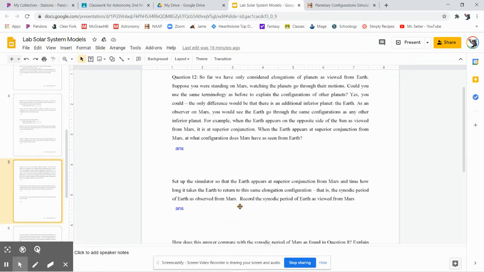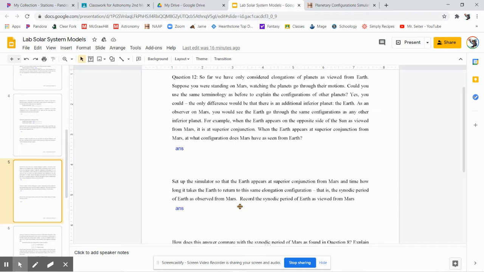Okay, so far we've only considered elongation of planets as viewed from Earth. Suppose you were standing on Mars watching the planets go through their motion. Could you use the same terminology as before to explain the configurations of other planets? Yes, you could. The only difference would be that there is an additional inferior planet, the Earth. As an observer on Mars, you would see the Earth go through the same configurations as any other inferior planet.